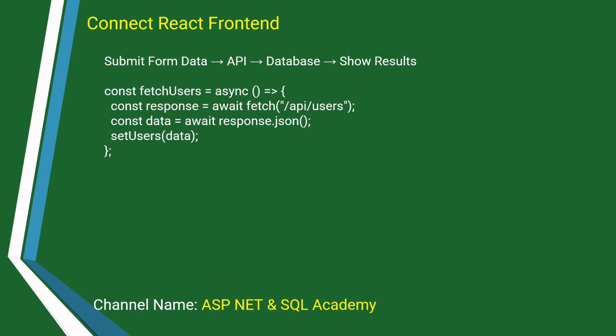In the React app, call the API endpoints to send and retrieve data. For example, use a fetchUsers function to call the API users endpoint, convert the response to JSON, and update your state with the latest data.